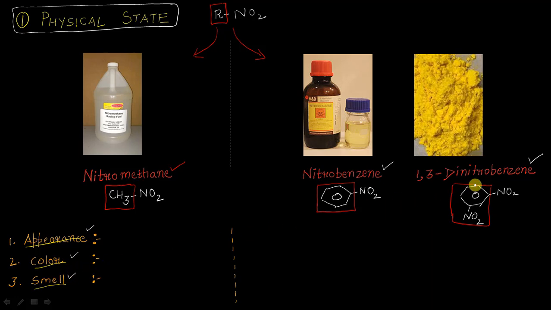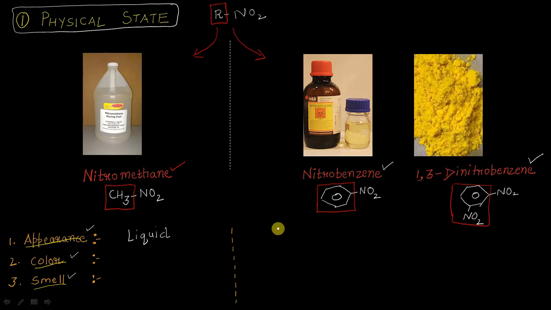So now let us talk about the appearance, color, as well as the smell of nitromethane, nitrobenzene, and 1,3-dinitrobenzene. It will give us some insight about the physical state, that is the first physical property of the nitro compounds. So it is very clear from here that nitromethane appears to have a liquid type of state. On the other hand, if you look to my right hand side, the nitrobenzene is liquid. On the other hand, the 1,3-dinitrobenzene is having a solid type of state.